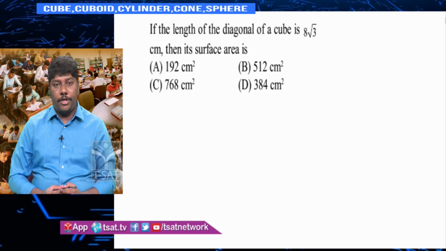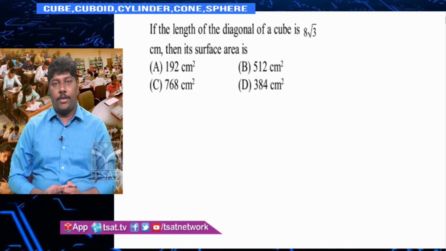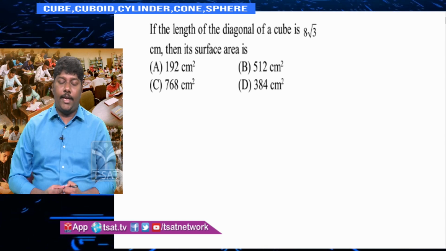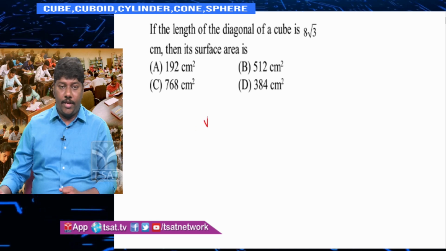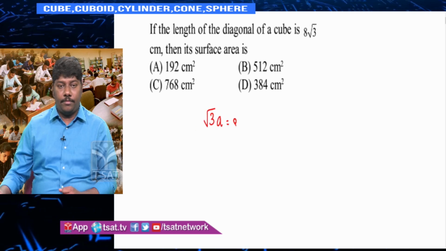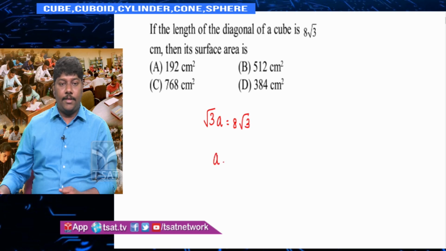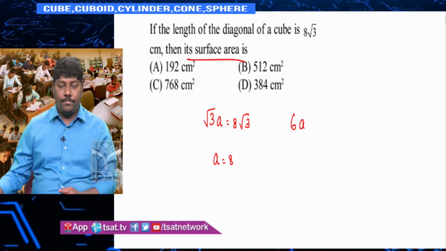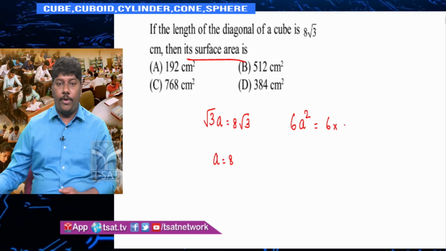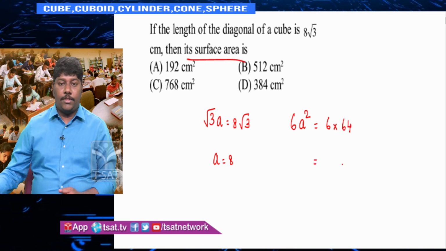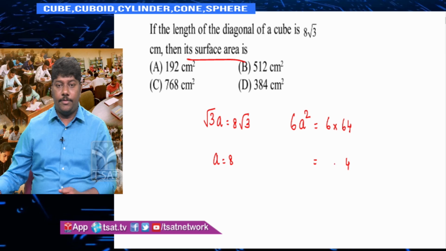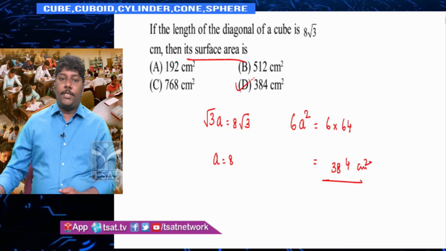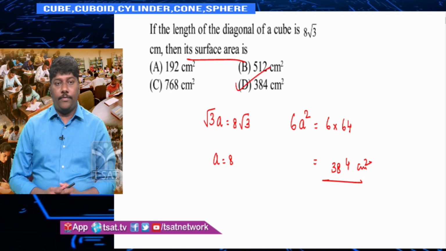If the length of the diagonal of the cube is 8 root 3, actually the diagonal of the cube formula is root 3 a is equal to the diagonal. So here the diagonal is 8 root 3. So root 3 a is equal to 8 root 3. Root 3 cancels, a is 8. Then its surface area is 6a square, since it's a cube. 6 into a square, 64. 6 4s are 24, 36 plus 2, 384 centimeter square is the surface area of the cube given.